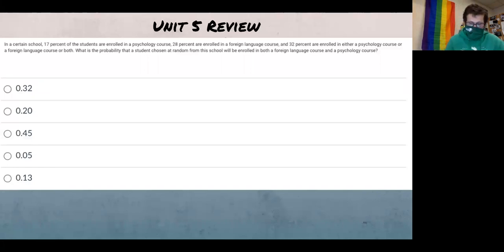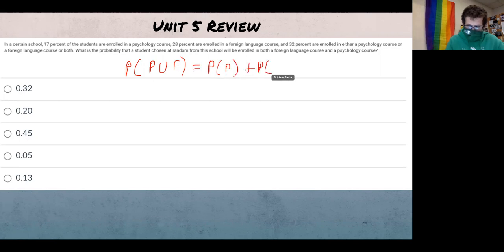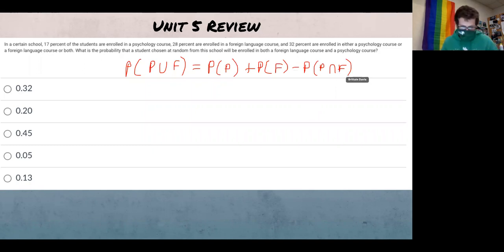We need to work with a few different ideas here. The probability of psychology or foreign language, apparently you can be involved in both, so it's going to be the probability of psychology plus the probability of foreign language minus the probability of psychology and foreign language. This is our general addition rule.